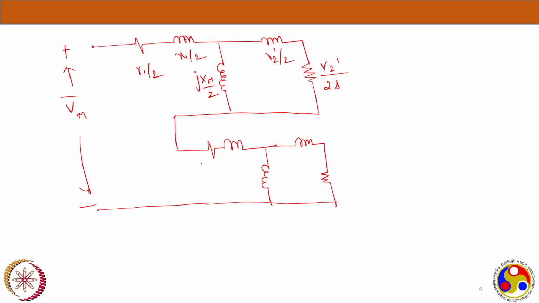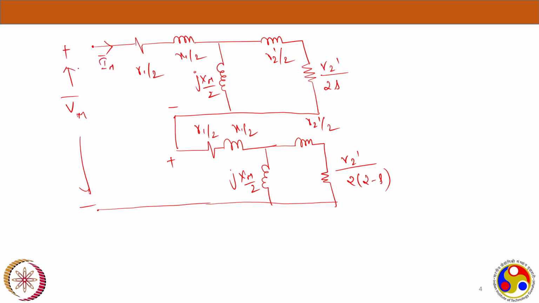And now this is R1 by 2, and this is X2 dash by 2. This is again j Xm by 2, but this resistance is backward slip, that is 2 minus s. You remember the last week discussion, right? So here again plus minus will be there, and here plus will be there. Total voltage is Vm, and automatically the current now would be Im, not Im by 2 anymore.